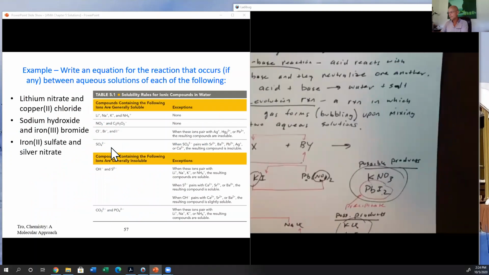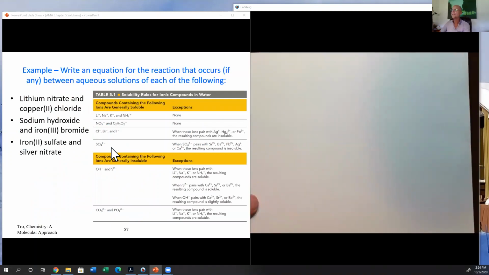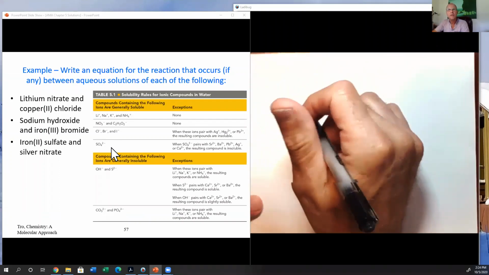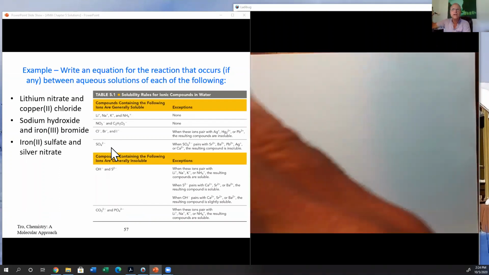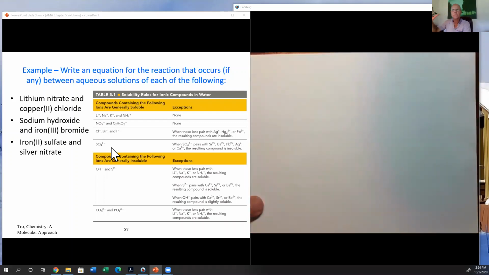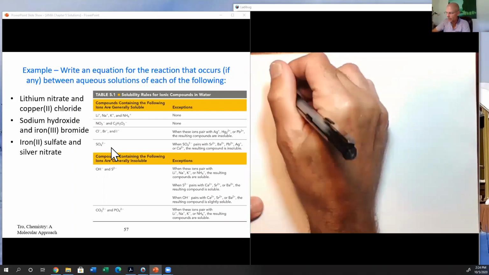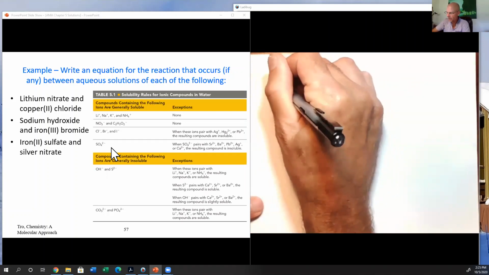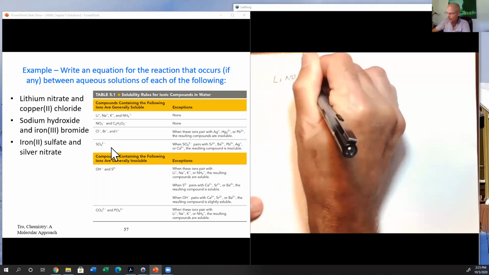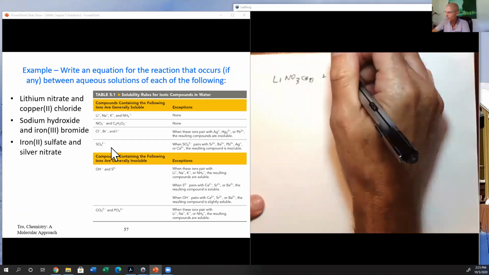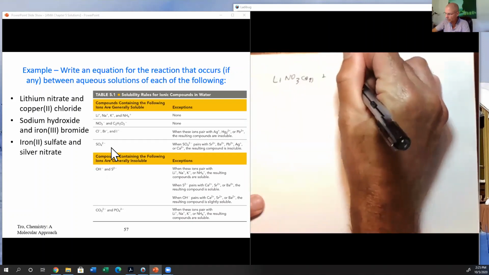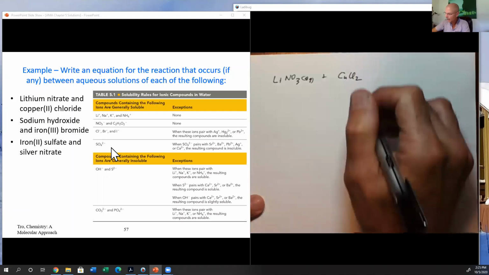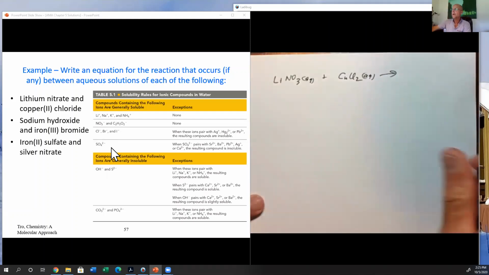All right, let's do one more example and then I'll have you do one. Write an equation for the reaction that occurs between solutions of lithium nitrate and copper 2 chloride. So now we're back to nomenclature again. Remember how I said this class is cumulative? You've got to remember what we've covered before in order to do what we're doing now. So you've got to remember your nomenclature and how to write neutral formulas for ionic compounds. So lithium nitrate, aqueous, plus copper 2 chloride, CuCl2, aqueous. And we're trying to write a balanced equation for that.